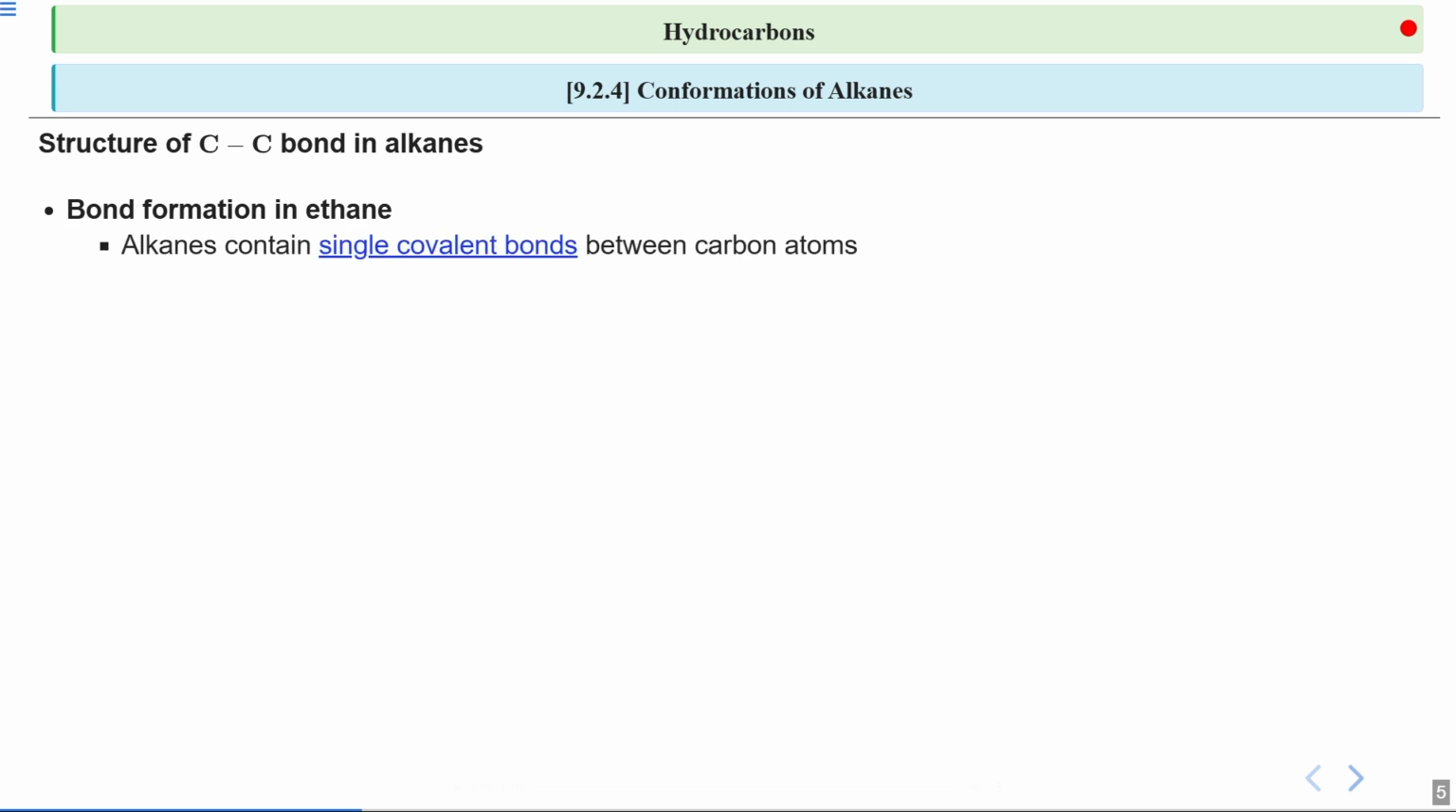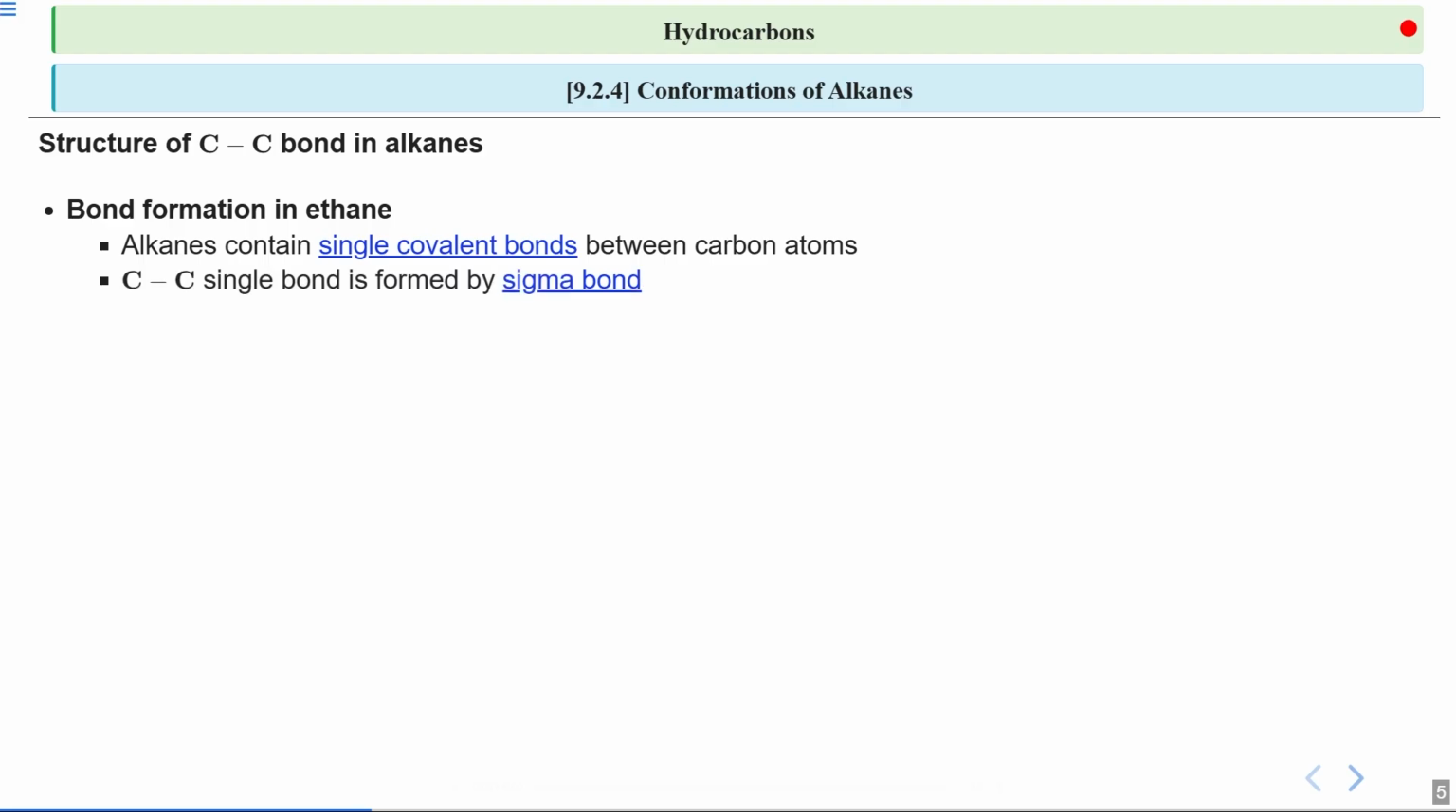Now, alkane contains a single covalent bond between carbon atoms. This means that each carbon atom shares one pair of electrons with another carbon atom, similar to how your friend might share a pair of headphones.